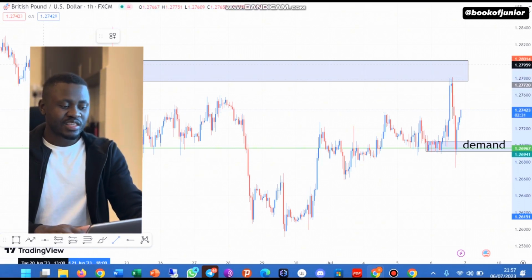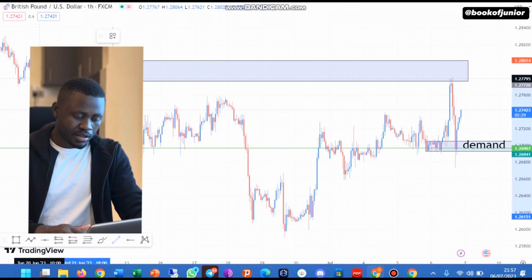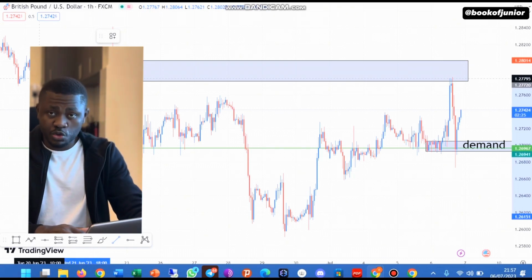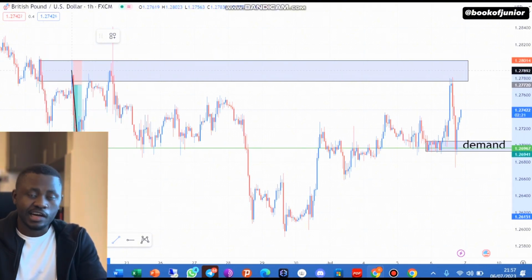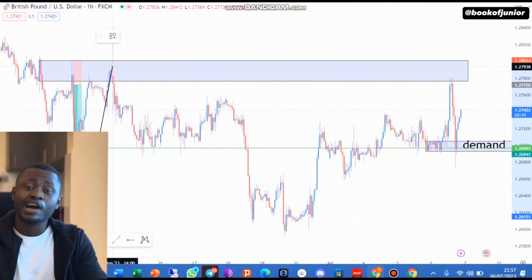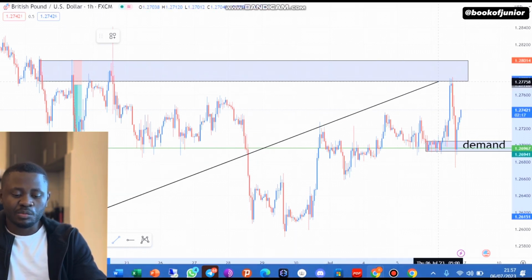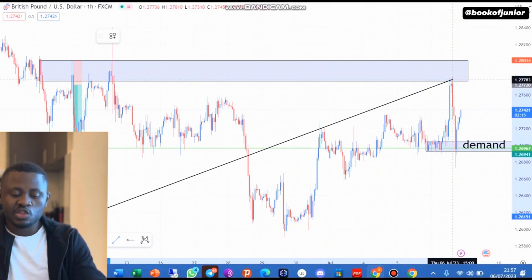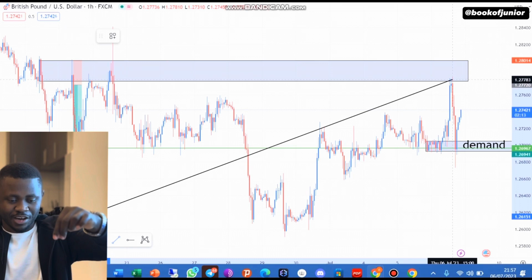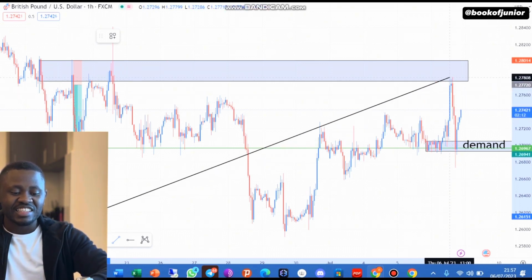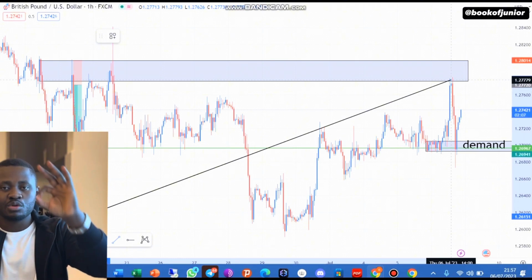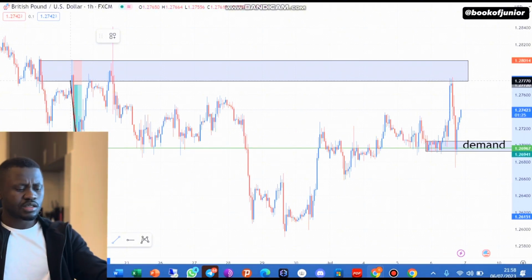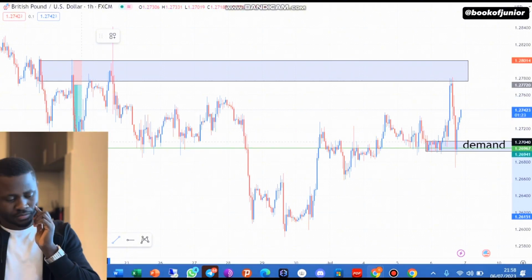So this was our supply zone from the 20th of June, this here. Price comes back here, I take my trade. Price comes back here, I take my sell trade. And look what happens when price came back here. This was today. Price went as high as that zone and it respected it and then started dropping. This is the beauty of demand and supply. This was supply. Now let's look at demand.